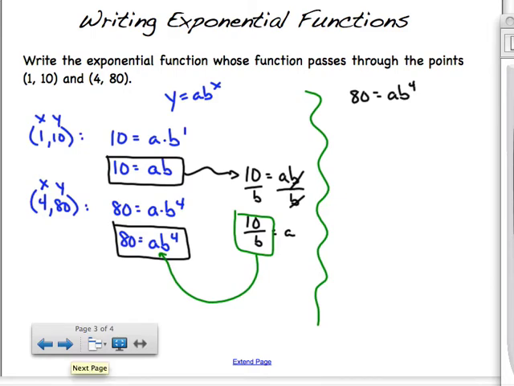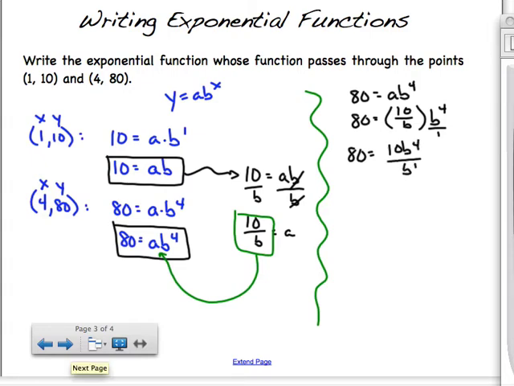But now I know a can be represented as 10 over b from the first one. So I'm going to say 80 equals, no longer a. A has been substituted out for 10 over b, all times b to the fourth. Now I can see this is really b over 1, so if I want to simplify that, I can say 80 equals 10b to the fourth all over b.